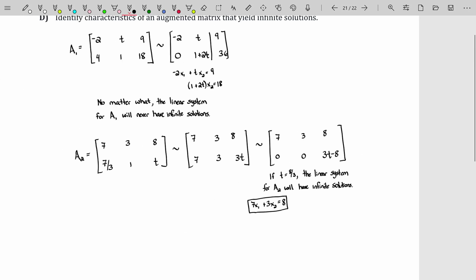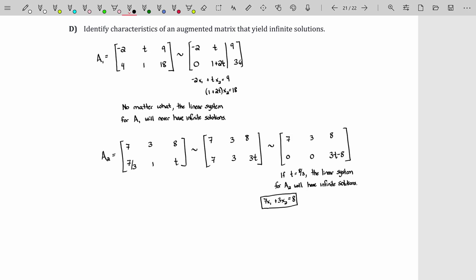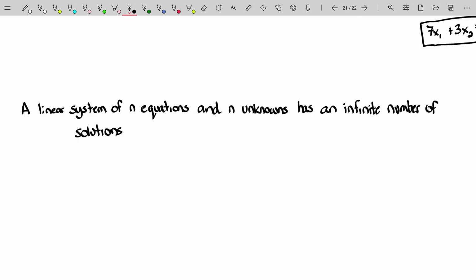So what is the lesson that we learn from this? Identify characteristics of an augmented matrix that yield infinite solutions. Well, I'm going to steal a lot of the language from the previous example. So pasting in what we had before and changing the language, we're going to still stick with the theme that we have n equations with n unknowns. All bets are off if you go outside of that realm for now, but a linear system of n equations and n unknowns has an infinite number of solutions if the augmented matrix for that system is row equivalent to a matrix with a row of zeros.